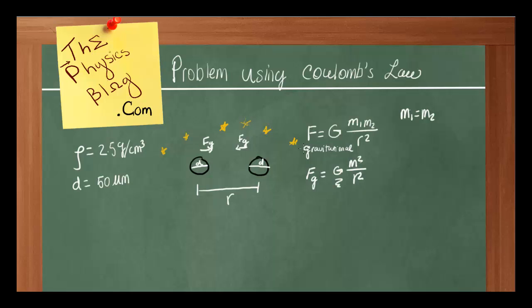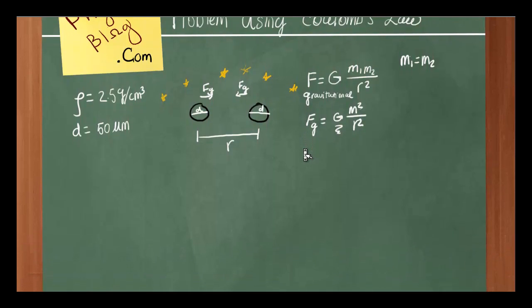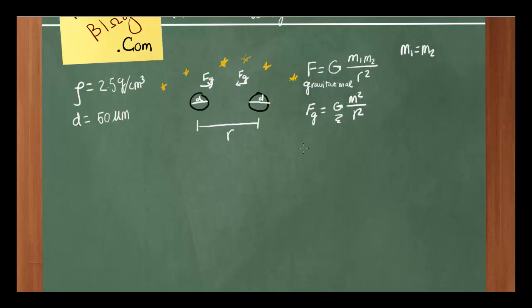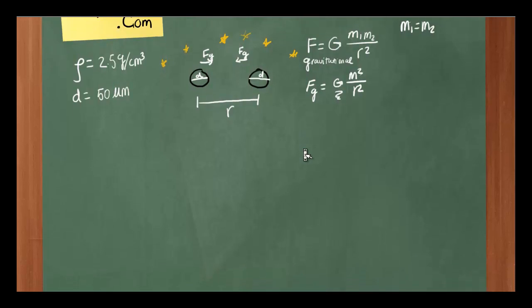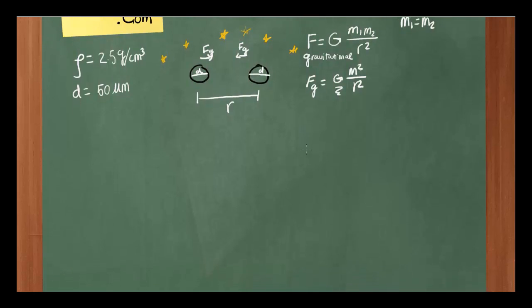Now the problem asks, what if these dust particles picked up charge somehow? So these particles picked up an electron, just theoretically, and I want to figure out how many extra electrons these dust particles need in order to cancel out this gravitational force pulling these particles together.